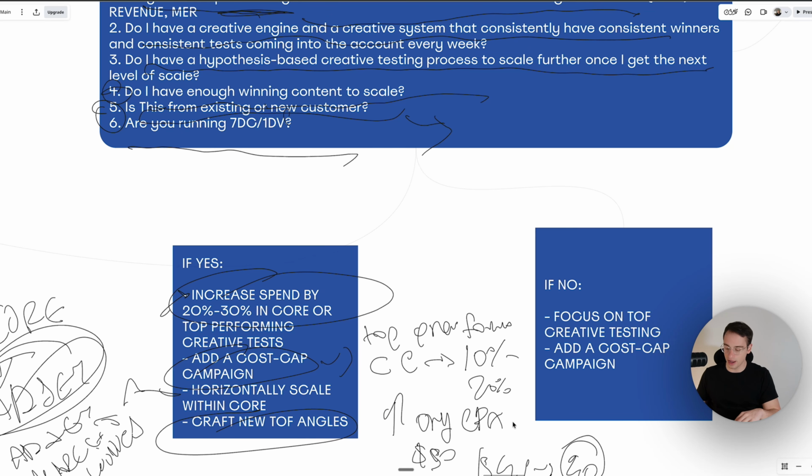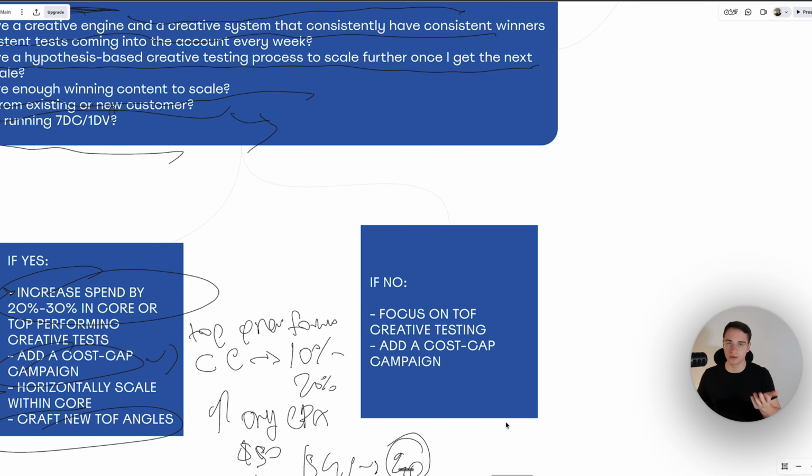Now, there are a couple of options here. Obviously, I mentioned that you can start bumping spend, so you can also do 20% up on top performing concepts. But the key thing to do is focus on creative testing, craft new top of funnel angles, and add more spend there so we can get more winners, so we can scale. But you can also add a cost campaign, which is not going to add a lot of spend into your account, but rather get more efficient CPAs from some of your winners. Because obviously if you're watching this video, there should be something where you have seen some scale or some good performance, so we can potentially scale it further. So there are two ways.